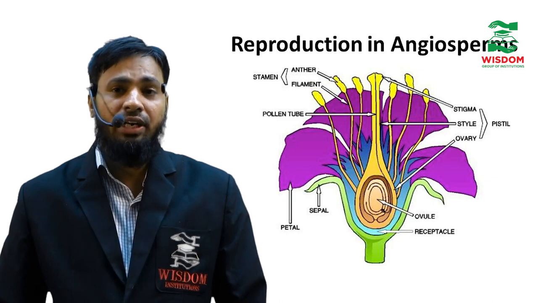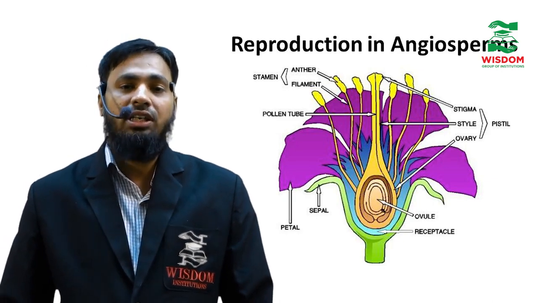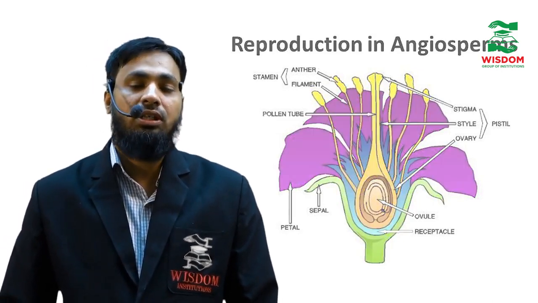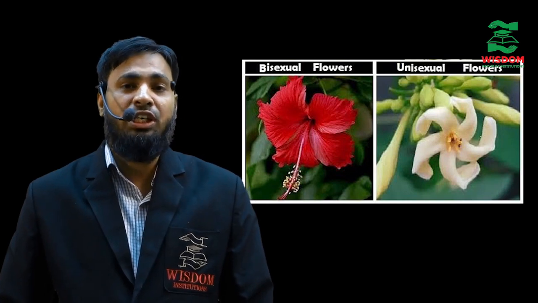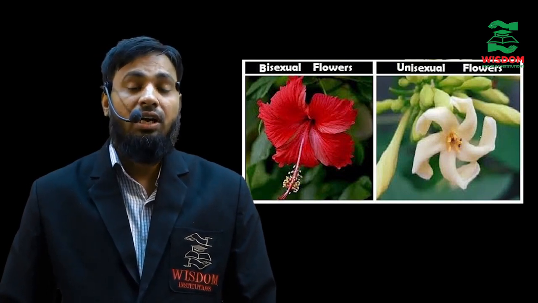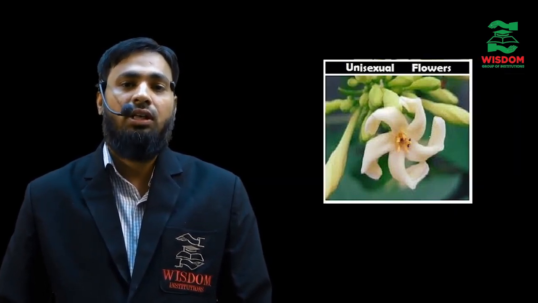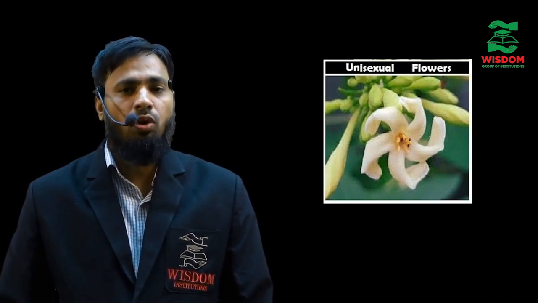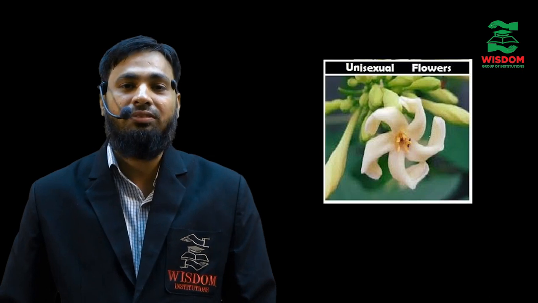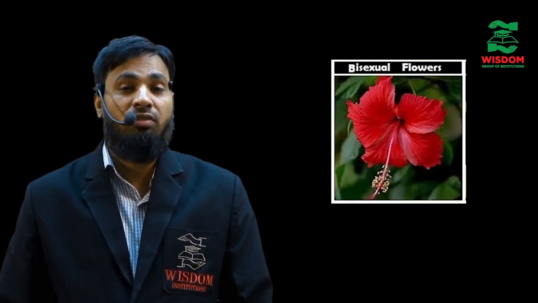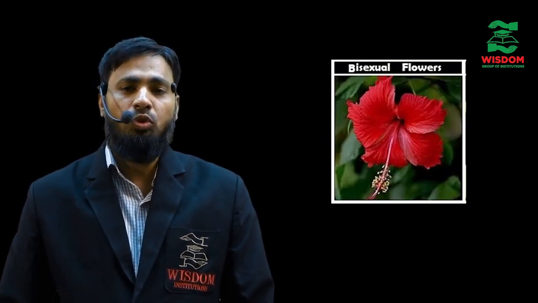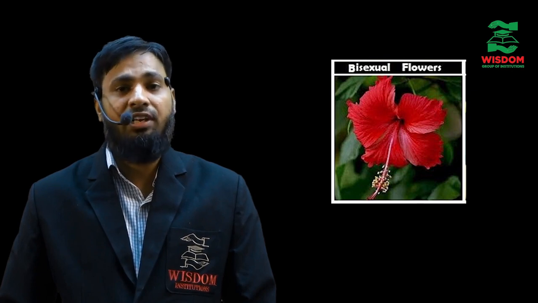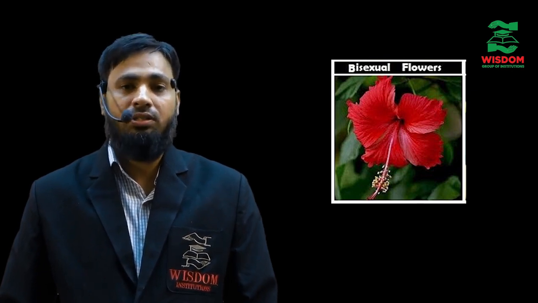Next, as you know, about the reproductive organs of the flower. It can be divided into unisexual flower and bisexual flower. A unisexual flower has a single sex organ or reproductive organ, whereas a bisexual flower has both male and female reproductive organs.